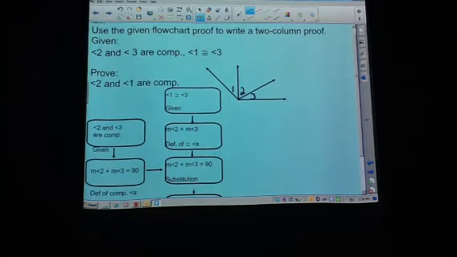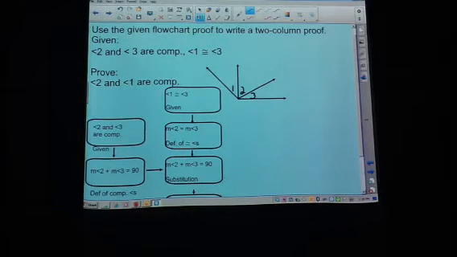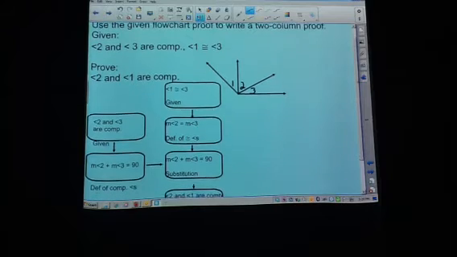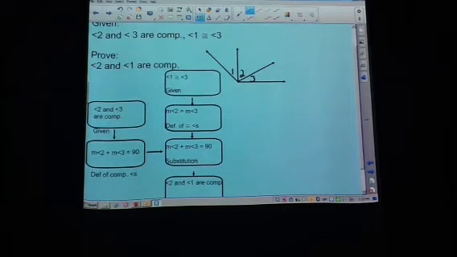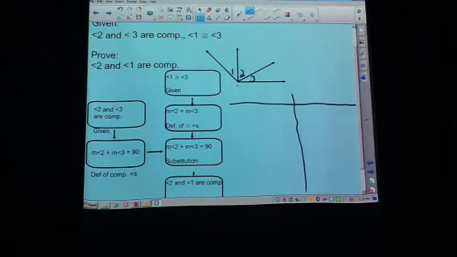Alright, what are we supposed to use here? It says use the given flowchart proof to write a two-column proof. So we're given this flowchart proof, and we're just supposed to turn it into a two-column proof. So it shouldn't be that hard. Everything's listed out there for us, just like it would be in a two-column proof, but it's just written a little different form there. So we're going to turn this into a little two-column proof right over here. So our statements are going to go right here, and our reasons on the other side.